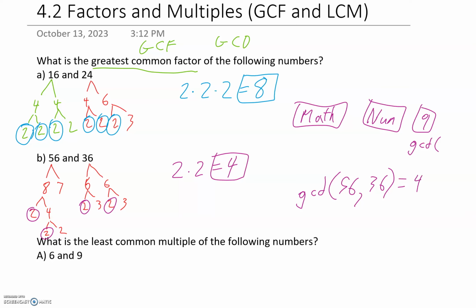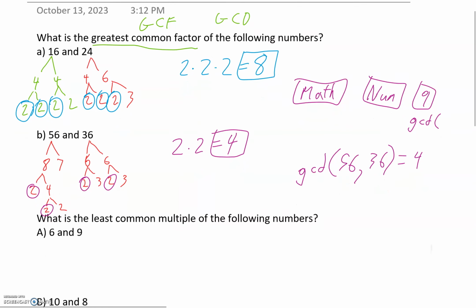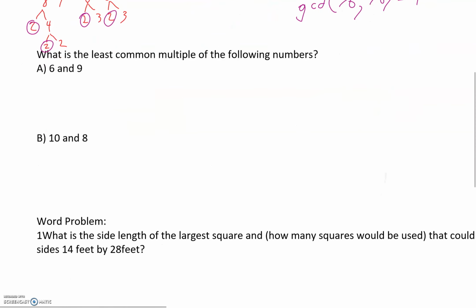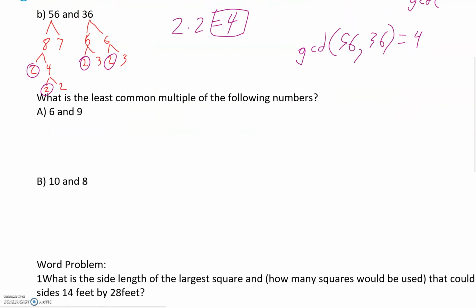Now, the problem is if you have like 3 different things, it's easier to do it with a factor tree than it is with the GCD button on the calculator. But you can if you want to. All right, let's continue on to the least common multiple now.